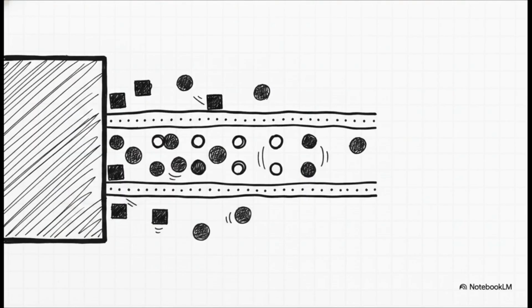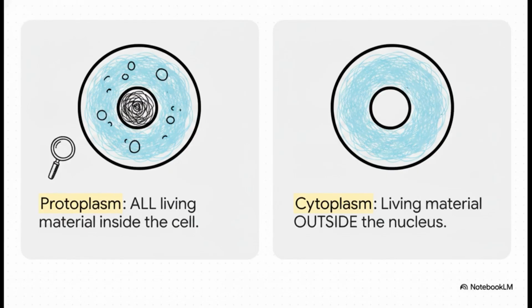If the cell wall is the brute structural support, the cell membrane is the intelligent security system. It acts as a partially permeable barrier. This means it actively controls the movement of materials back and forth, deciding exactly what gets VIP access inside the cell and what has to stay out. Once you pass through that security barrier, you're officially in the living essence of the cell.